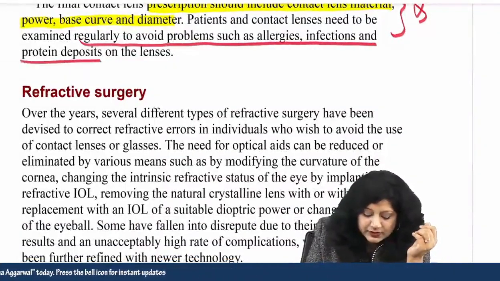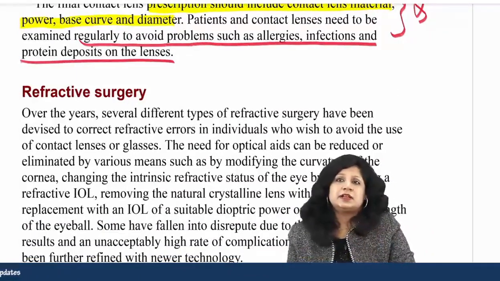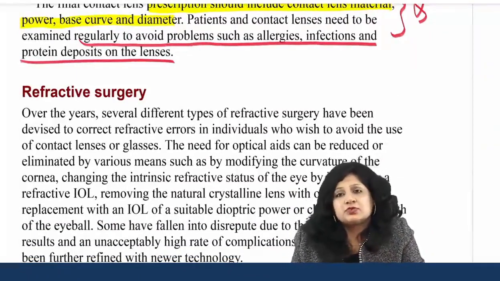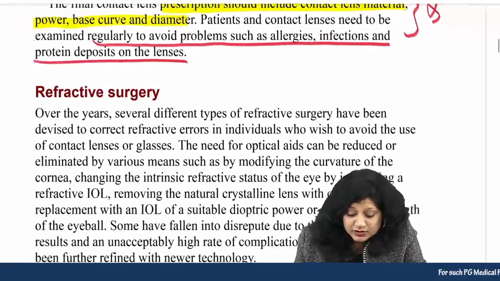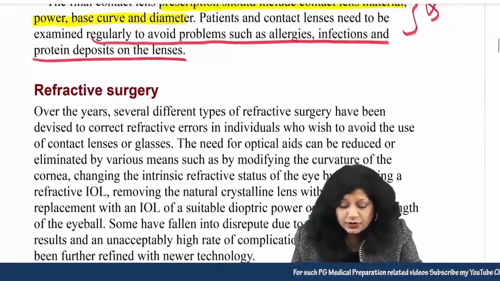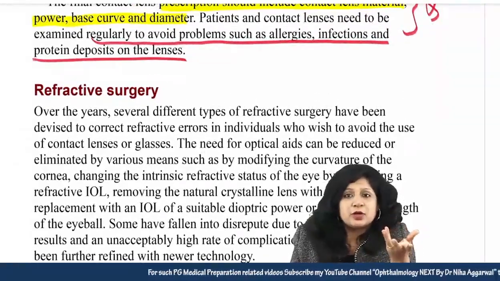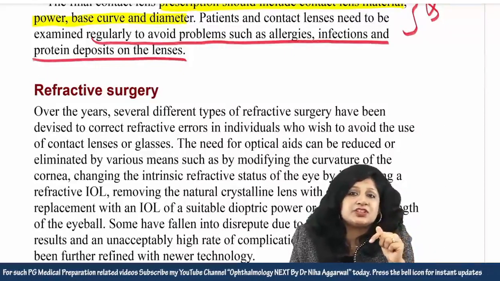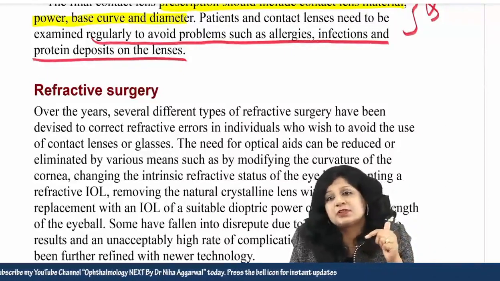Patients with contact lenses need to be examined regularly to avoid problems such as allergy, infections, and protein deposits on the lenses. Especially if the person is having allergy, you need to examine the person again and again, because these kinds of people will have protein deposits. They will show rejection of the contact lenses also. They are expected to have more and more problems.